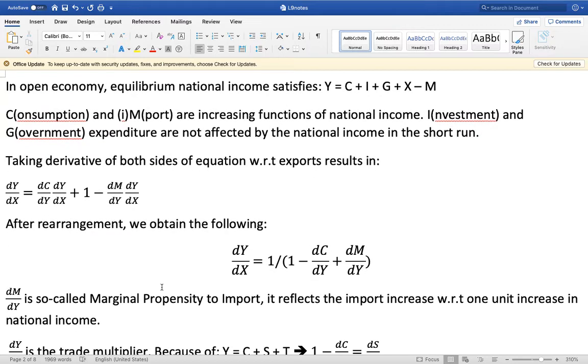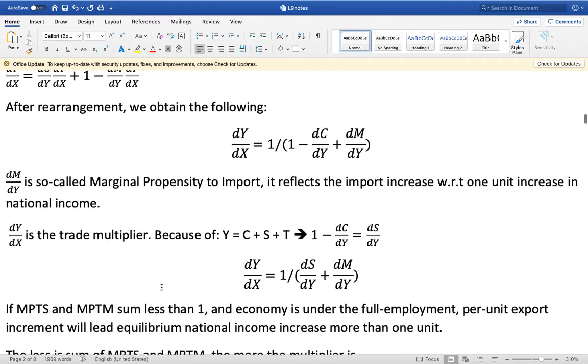So we obtain the following after the rearrangements: dy over dx is equal to 1 over 1 minus dc over dy plus dm over dy. The dm over dy is the so-called marginal propensity to import. It reflects the import increase with respect to 1 unit of increase in the national income. And the dy over dx is the trade multiplier.